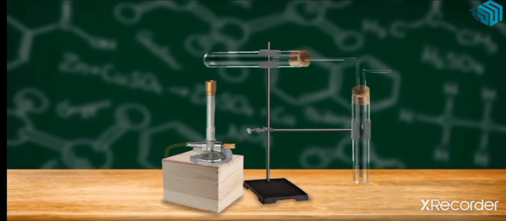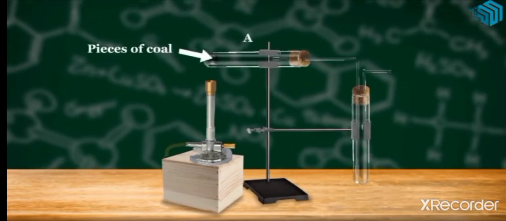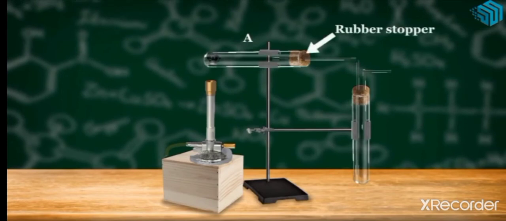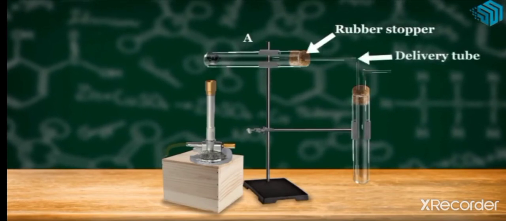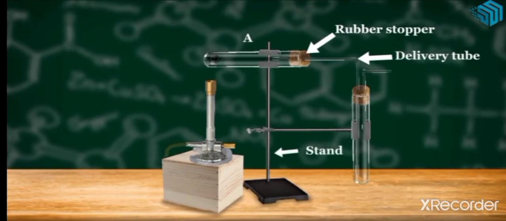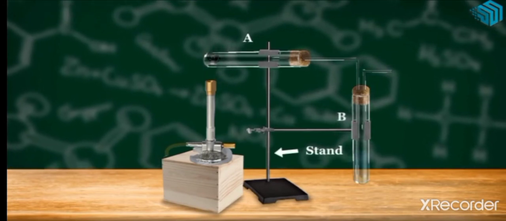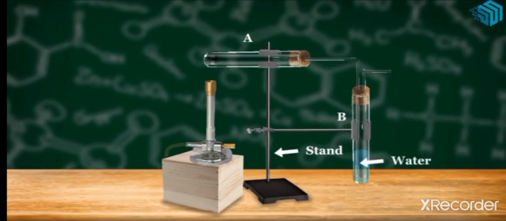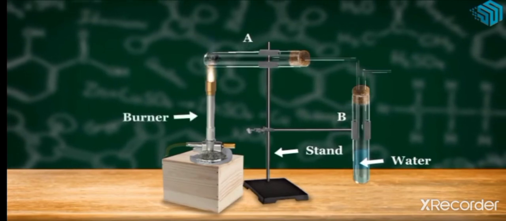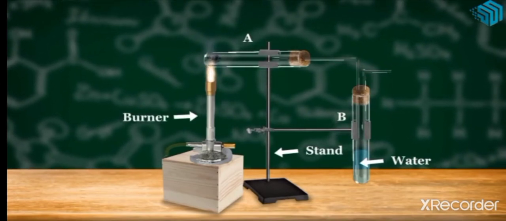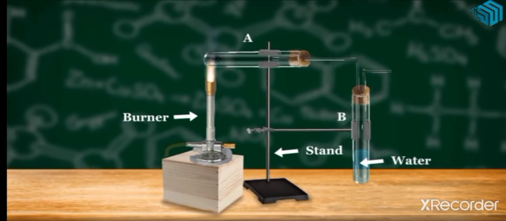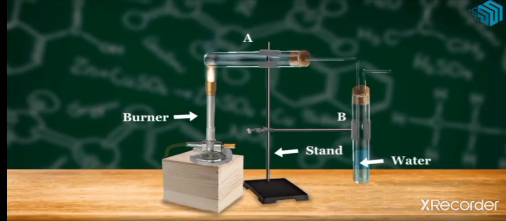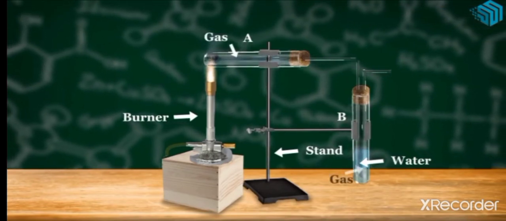Take some pieces of coal in test tube A. Test tube A is fitted with a rubber stopper carrying a delivery tube and is clamped to the stand as shown in the diagram. Test tube B containing water is clamped vertically to the stand. The burner is lighted and test tube A is heated first gently and then strongly. The gas liberated by heating coal passes through the water in test tube B.